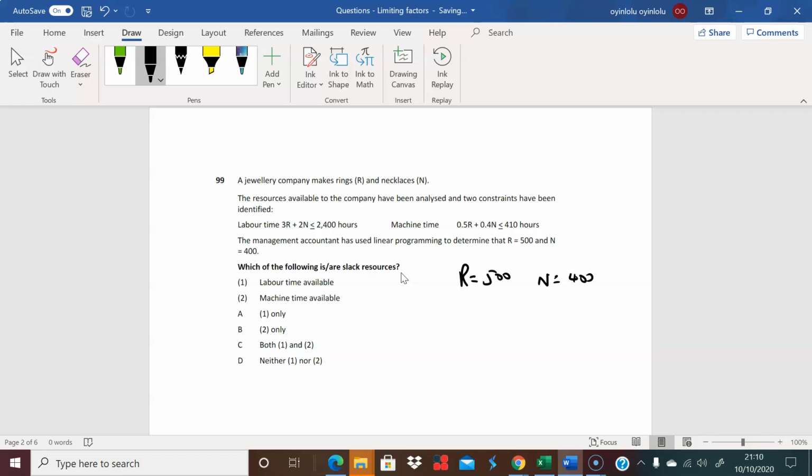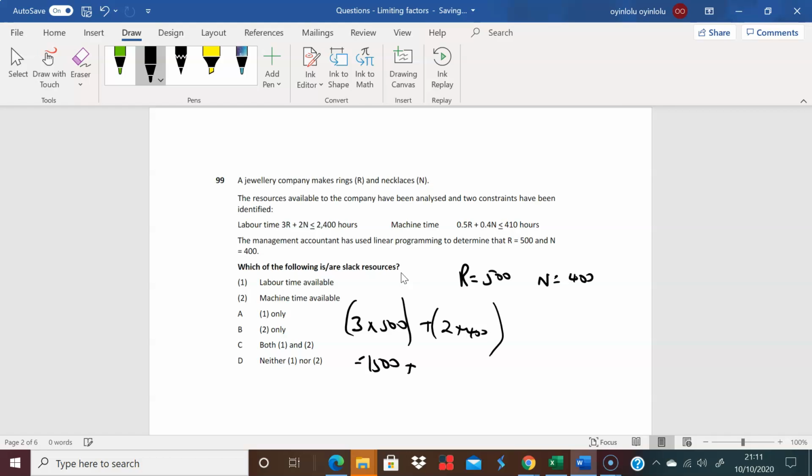So let's test it by simply plugging it in, and let's look at the amount of labor time available, and that would have been 3 times 500 plus 2 times 400, which is 1,500 plus 800, which is 2,300. So we can see that we're only using 2,300 with this chosen optimal point, therefore leaving 100 hours idle. So the slack definitely is with labor.